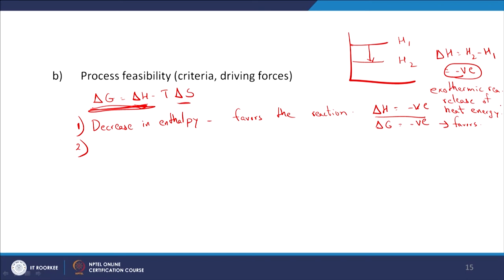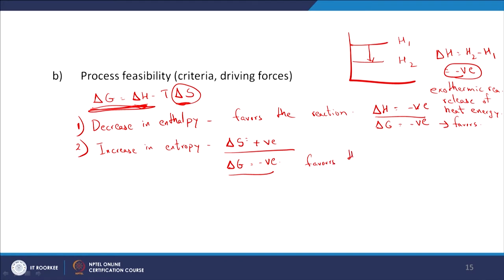And obviously, again, an increase in entropy. What does that mean? Delta S being positive promotes delta G being negative, and that favors the reaction. So let's look at an example here. Let's look at what this means.